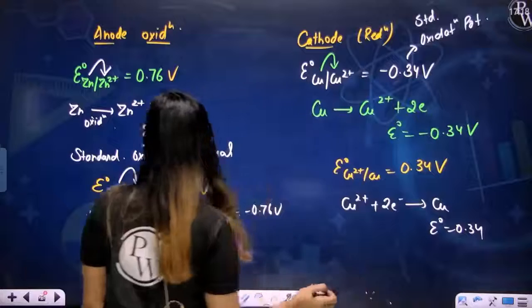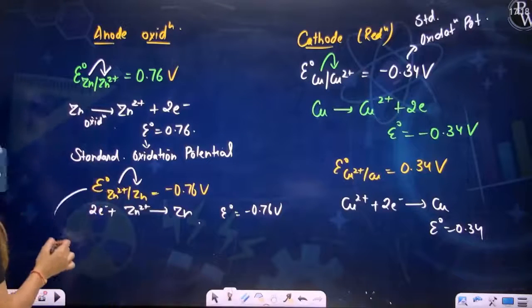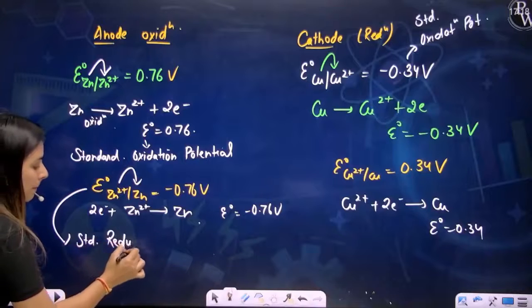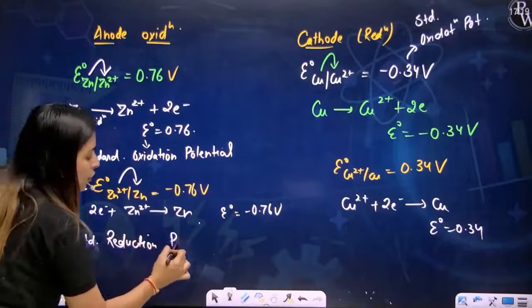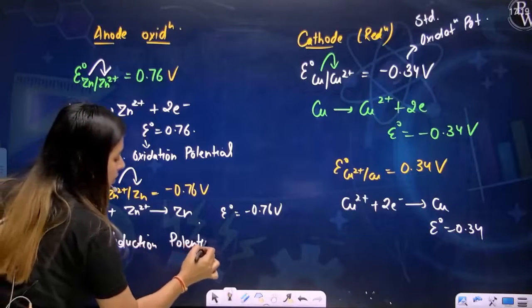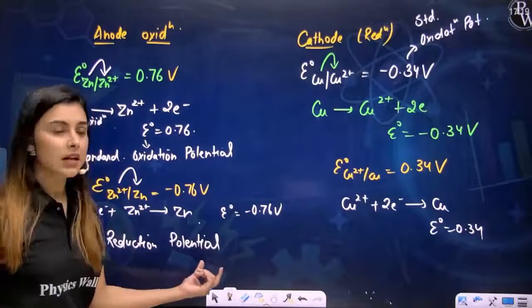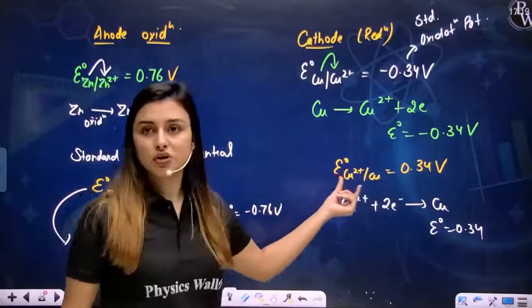So if you see here, my dear students, this is giving you the standard reduction potential, because the direction gives me the potential, right? Yes. Same way, this also gives you the reduction potential. Now just see.